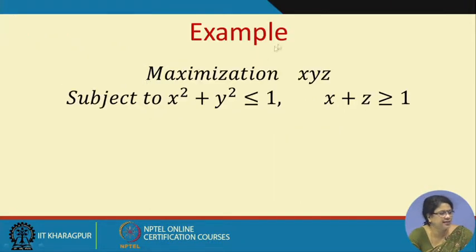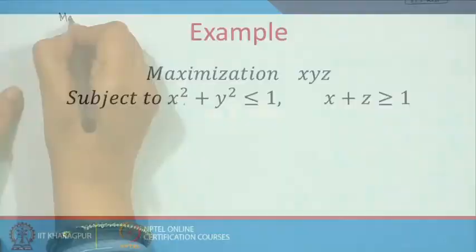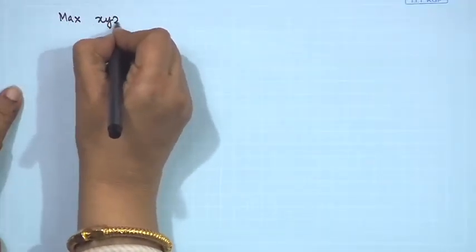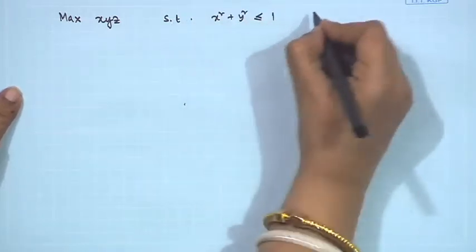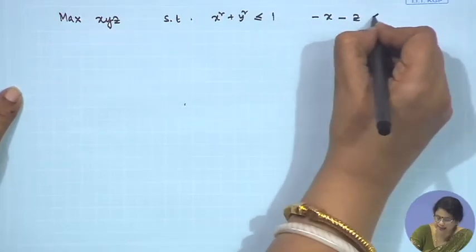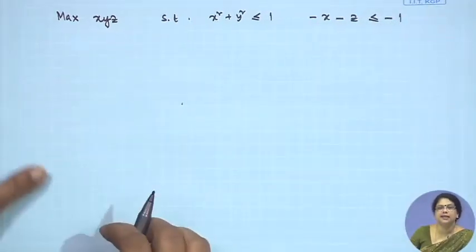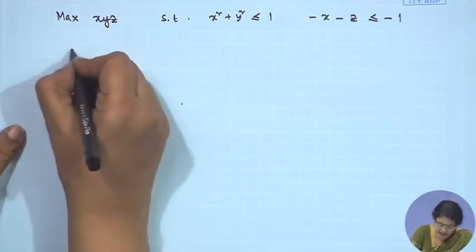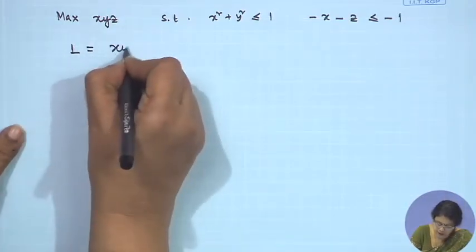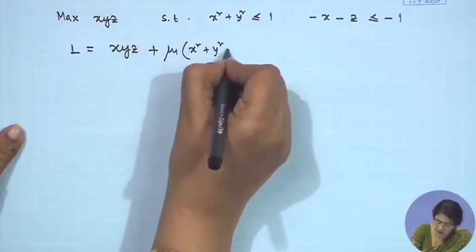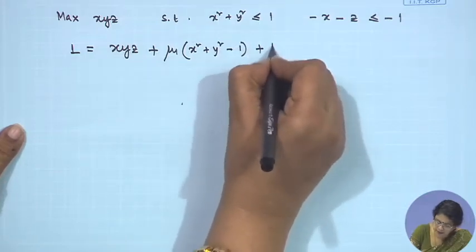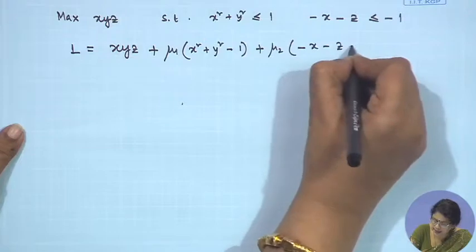Okay. I am considering the second problem. You see, one is of less than type, one is of greater than type, and to handle this problem we will have the maximization of xyz subject to x square plus y square less than or equal to 1, let me take both as less than or equal to, then minus x minus z less than or equal to minus 1, then we can do it very nicely. Let us formulate the Lagrange function: xyz plus mu 1 times (x square plus y square minus 1) plus mu 2 times (minus x minus z plus 1).